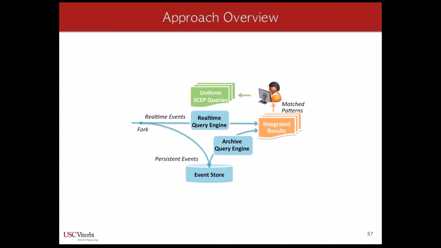So basically, our approach is simply this: first, we fork the data stream when it's passing through the real-time query agent, and some of the events are also persisted in the event store. Then we have integrated query plans to integrate the query results from the different sources. So the architecture seems very straightforward, but we still have to handle some special scenarios here.